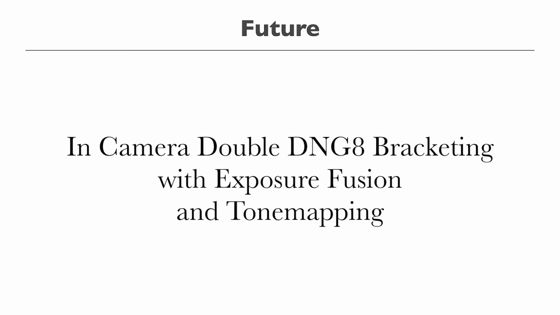And also, I want in-camera double DNG8 bracketing with exposure fusion and tone mapping, which means we can get a high-quality HDR image straight out from the camera. That is the ultimate goal for most of our friends, because by doing this, we can get rid of the ghosting and the motion blur, but at the same time get a perfect tone-mapped HDR image in camera and share with friends instantly, right?